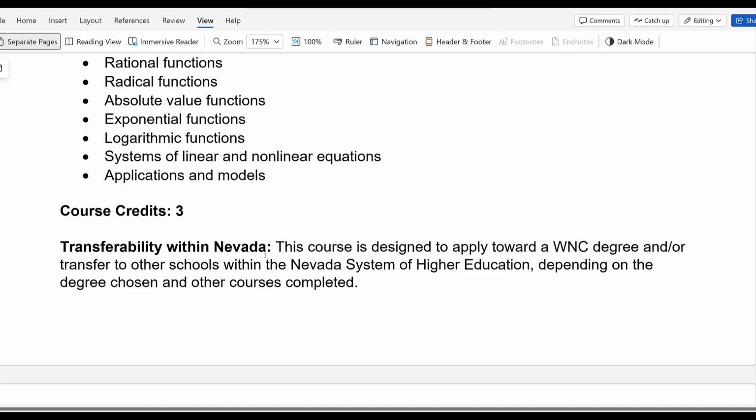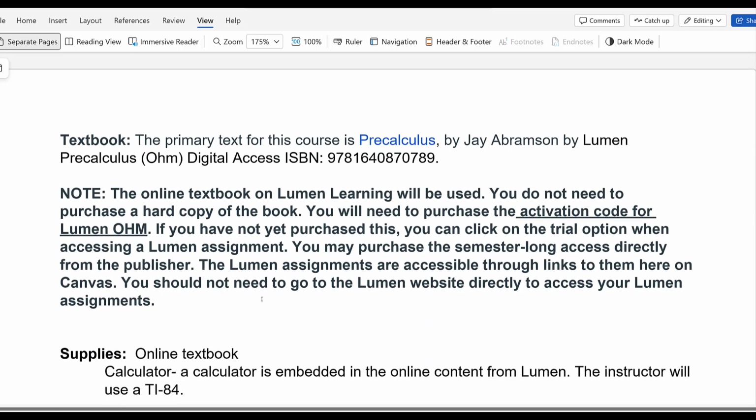3-credit course, transfers within Nevada. This course is designed to apply towards a degree and or transfer to other schools within the Nevada system of higher education, depending on the degree chosen and other courses completed.